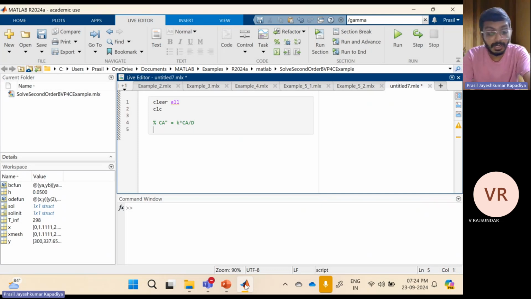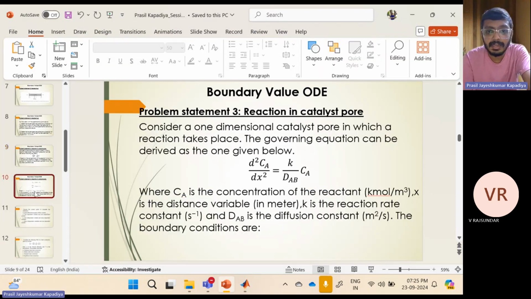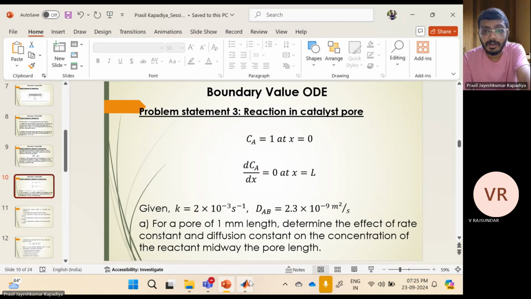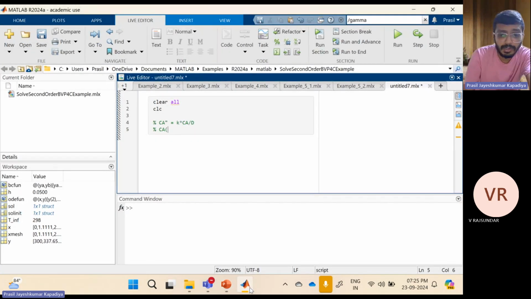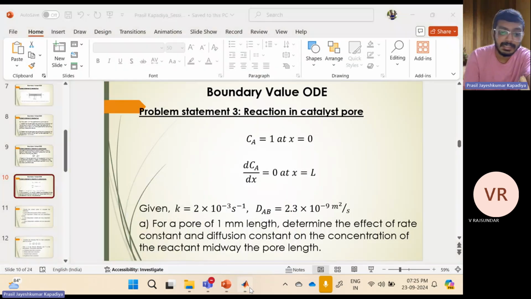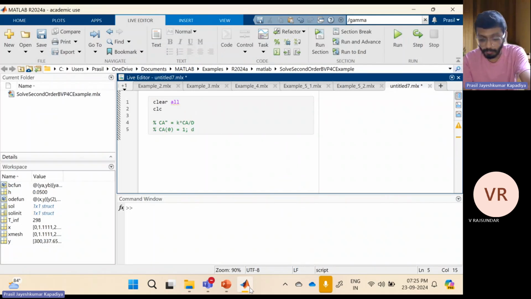And boundary conditions are given as: in the center the concentration should be maximum, so Ca at x is equal to 0 is 1. And the second condition is dCa by dx, there is something different from what we have learned till now for today's problem: a Neumann boundary condition, equal to 0.